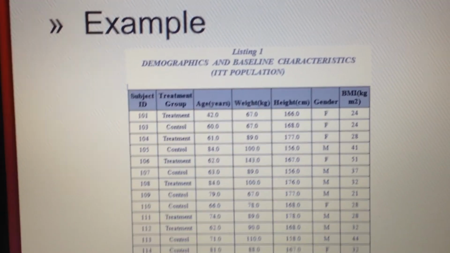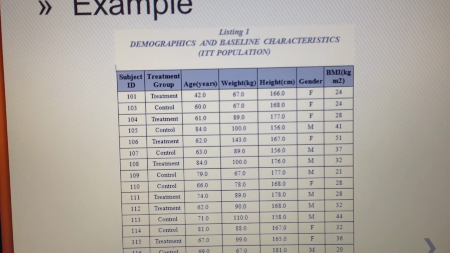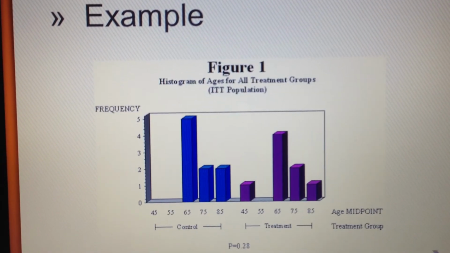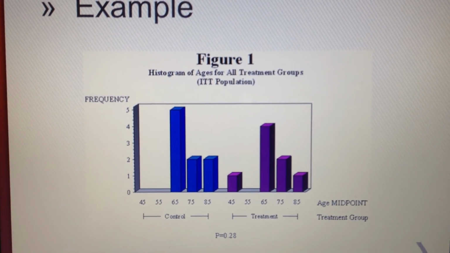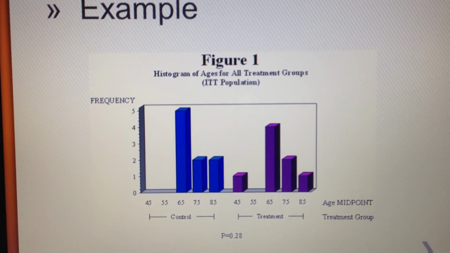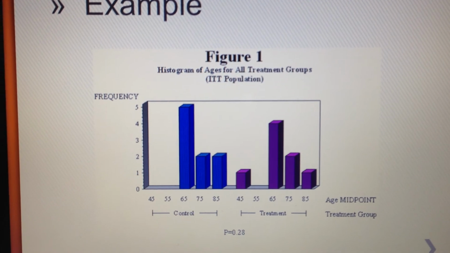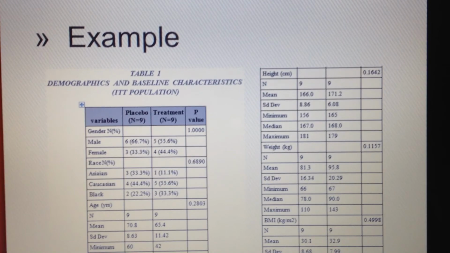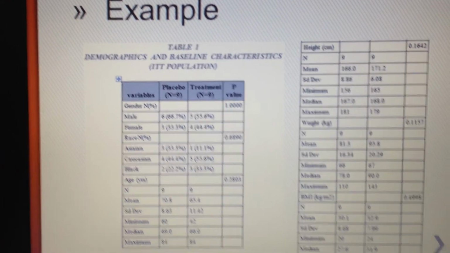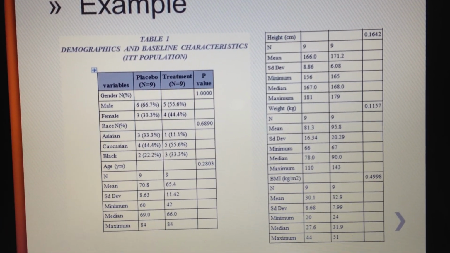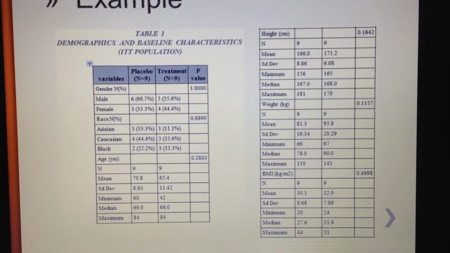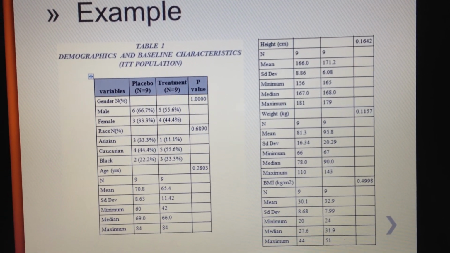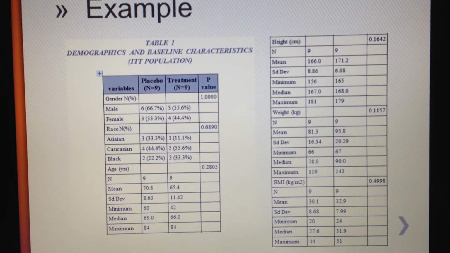Here is the listing that I generated on the selected variables. And here is the figure on variable age between the two treatment groups. And this is the table with descriptive and inferential statistics for selected variables between the two treatment groups.